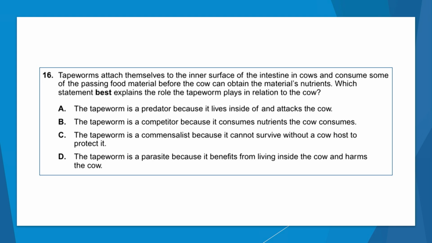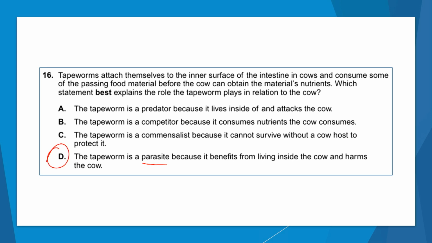16. Tapeworms attach themselves to the inner surface of the intestines in cows and consume some of the passing food material before the cow can obtain the material's nutrients. Which statement best explains the role the tapeworm plays in relation to the cows? Okay, so this is going to be something with a parasite, I think. So let's read this answer choice real quick. Yeah, so this is the best answer.